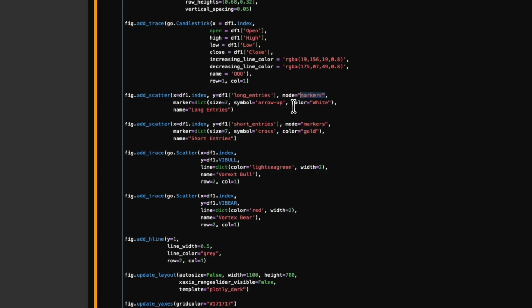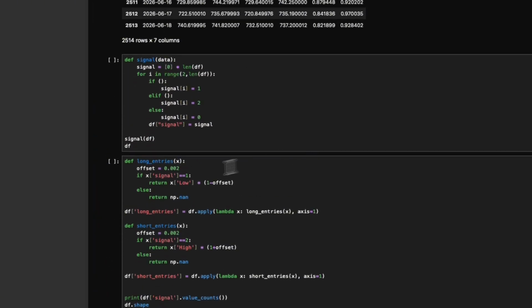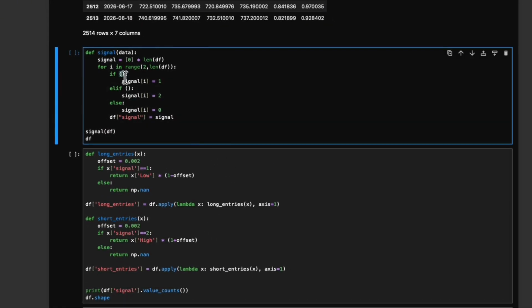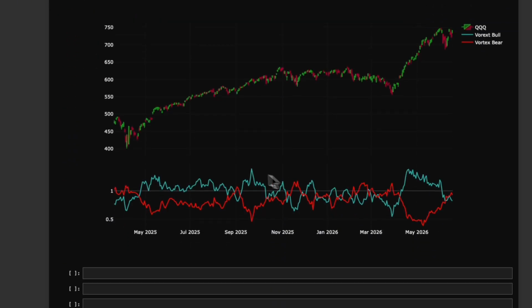So for a long position, it's going to create a marker, which is going to be a white arrow up, size 7, and for a short, a sell signal, it's going to create a gold cross. All right, so with all that in place, all we need to do really is tell it what our strategy logic is. So all we're going to be doing for the first one is bullish and bearish crosses.